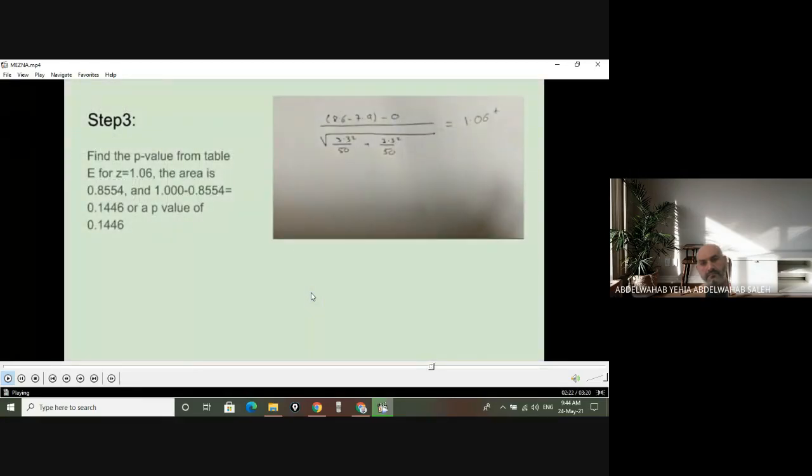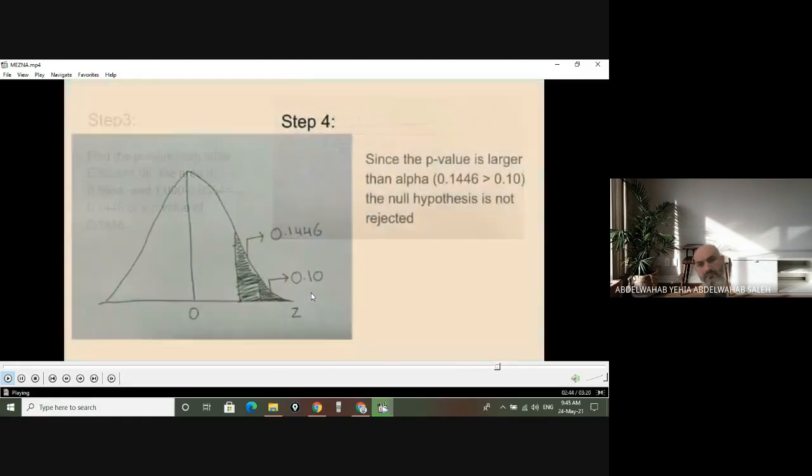For step 3, we will find the p-value from the Z table, and after finding it, the area will be 0.8554. After finding the area, we subtract it from 1, and we will get 0.1446. And for step 4, since the p-value 0.1446 is greater than alpha 0.10, the null hypothesis is not rejected.